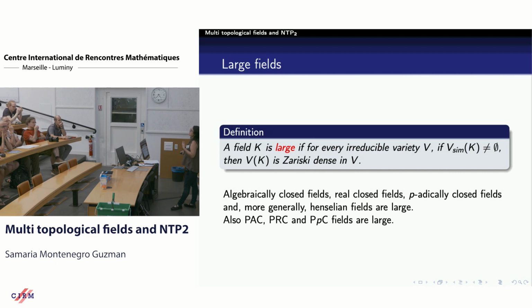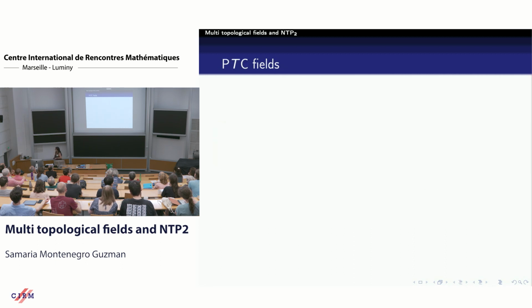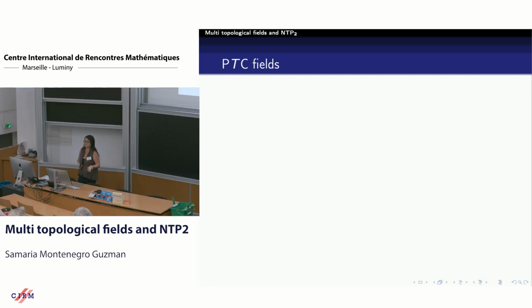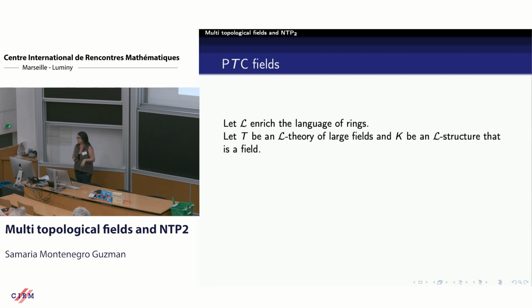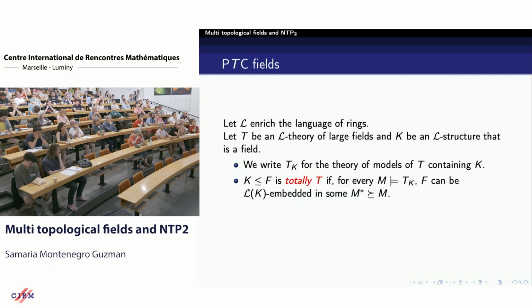So that is a characteristic that we will have if we want to do something with our new classes of theory. So the idea is that we want to define a new class of theory that we call PTC, that is, pseudo T-closed with respect to a theory, okay? So that will be the same idea, to generalize the notion that I just did. So you take a language that contains the language of rings, you take a theory that contains the theory of large fields, and you take a field K in that language, okay? You will write T(K) for the models of T that contain K, okay? And we will define this notion of totally T, or the notion of preserved T, if you want.